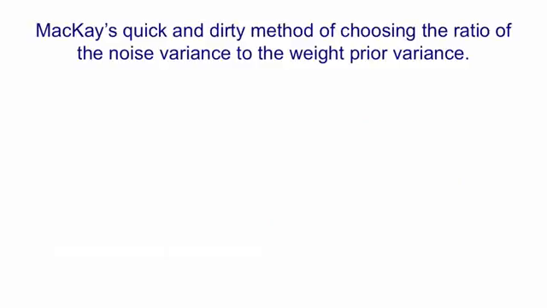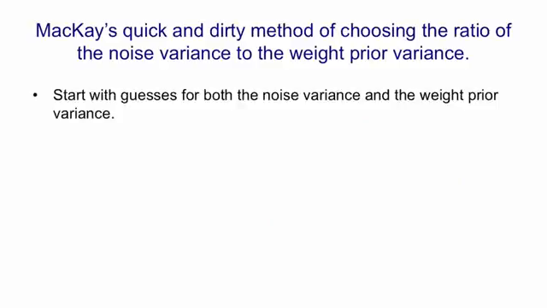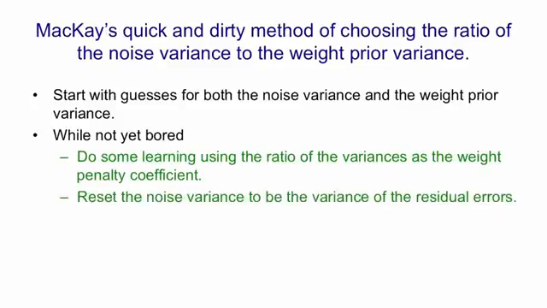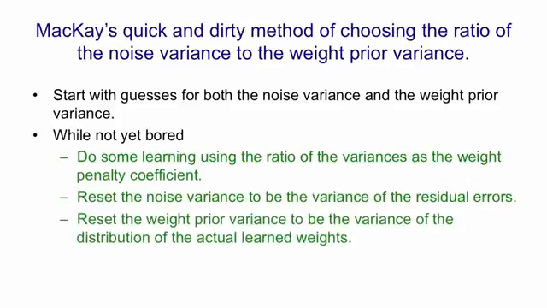So here's MacKay's method. You start by guessing the noise variance and the weight prior variance. Actually, all you have to really do is guess their ratio. Then you do some gradient descent learning, trying to improve the weights. Then you reset the noise variance to be the variance of the residual errors, and you reset the weight prior variance to be the variance of the distribution of the actual learned weights. And then you go back round this loop again. So this actually works quite well in practice, and MacKay won several competitions this way.